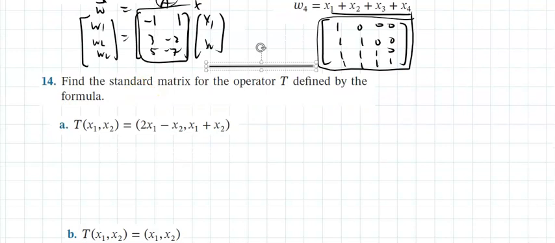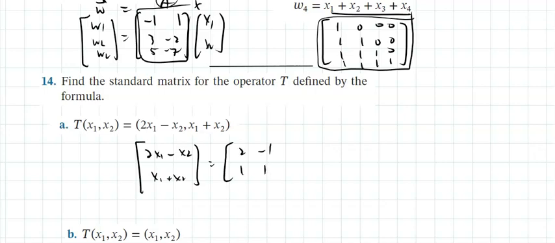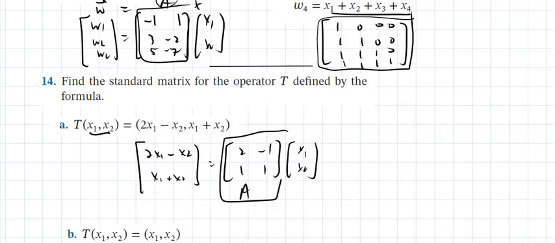And how about if I wanted to go to number 14? Well, I'm going to rewrite this really quick as 2x1 minus x2, x1 plus x2. And what would that be? Wouldn't that be 2, negative 1, 1, 1 times x1, x2? The transformation on 2 dimensions gives this. So doesn't that make this the standard matrix? And again, something that we're going to find. For now, they're giving us everything. We just have to read it out.